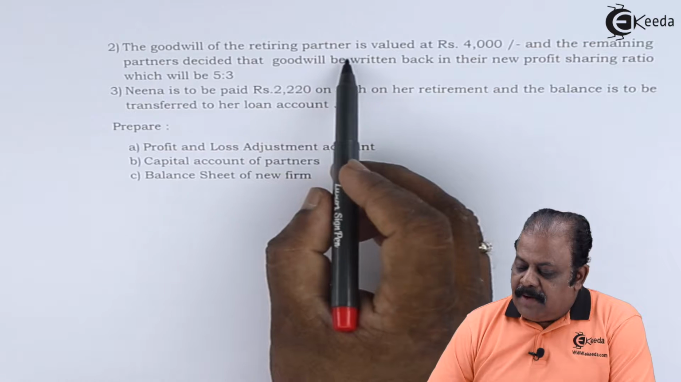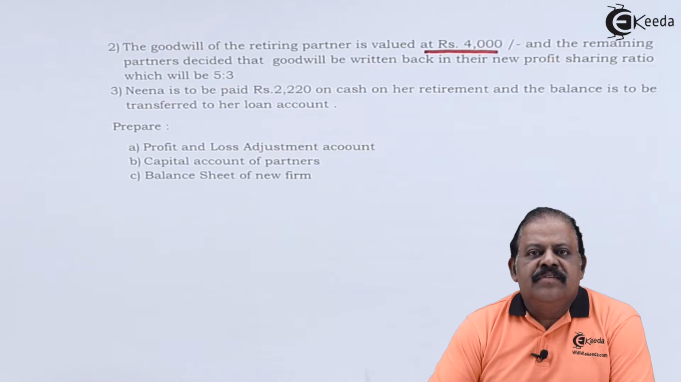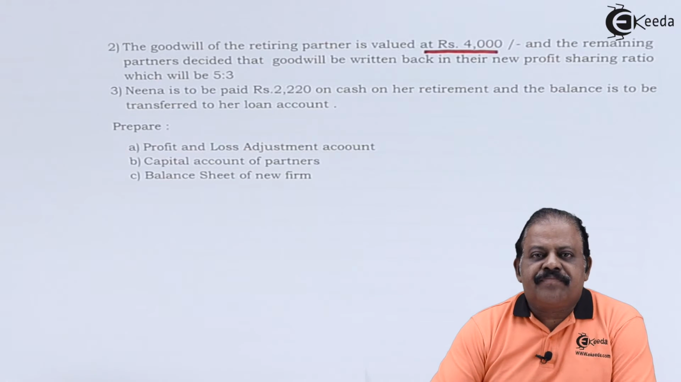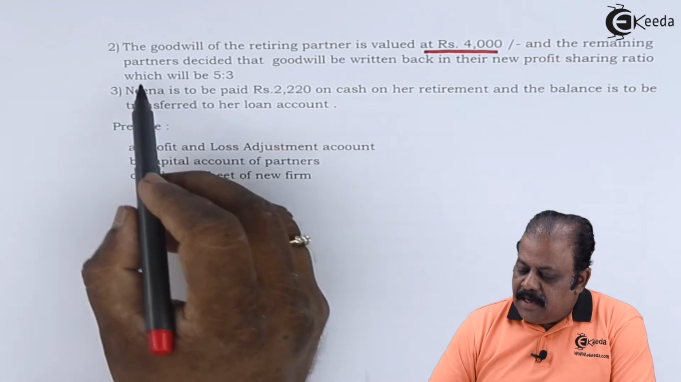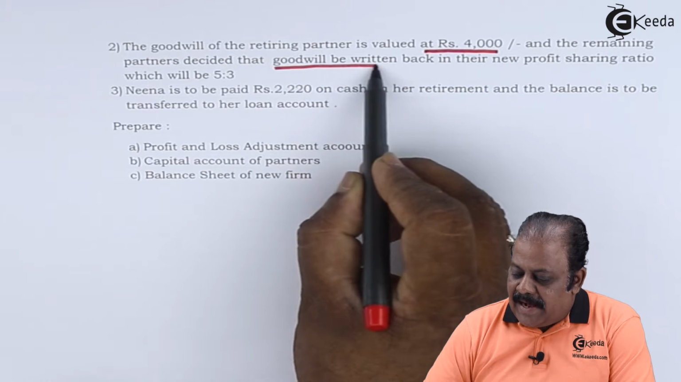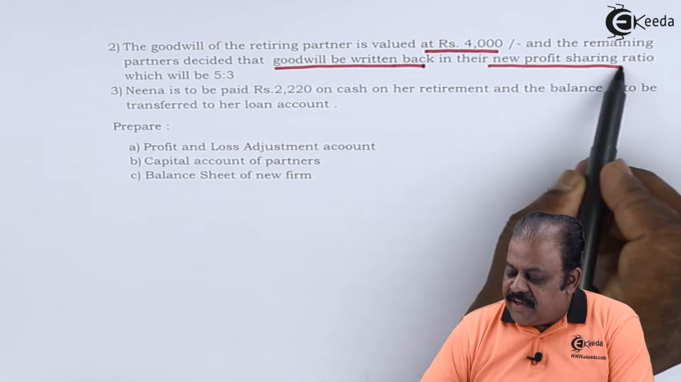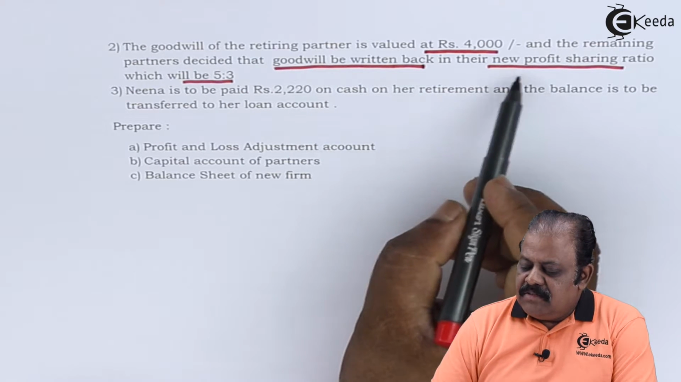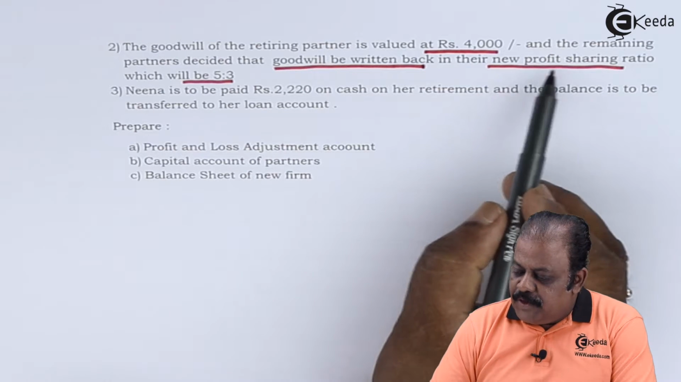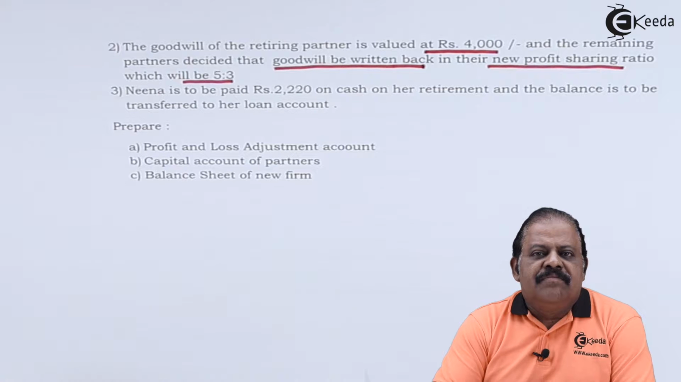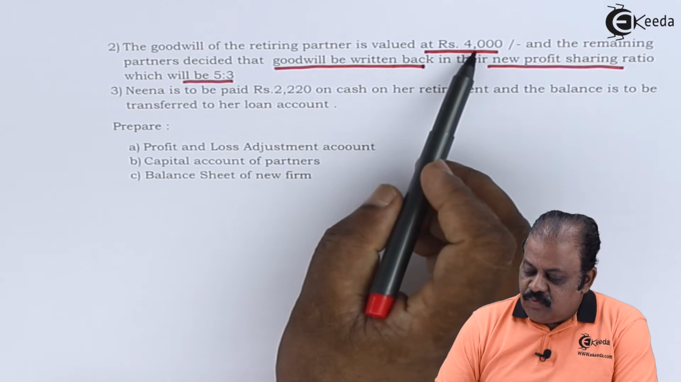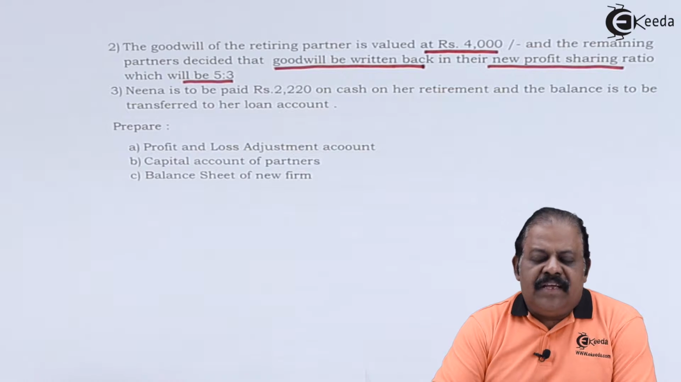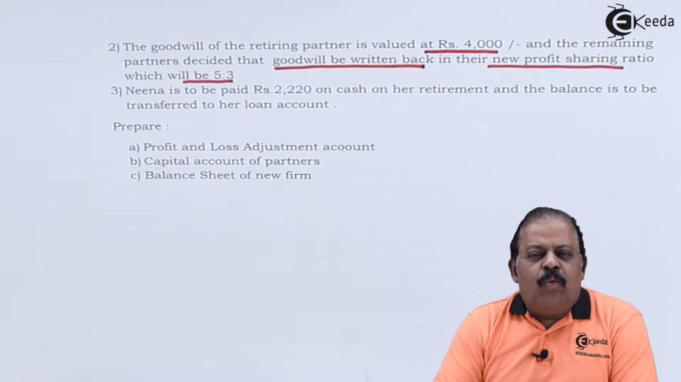The goodwill of retiring partner is valued at rupees 4,000. They have clearly given retiring partner's share of goodwill rupees 4,000. And the remaining partners decided that goodwill will be written back in their new profit sharing ratio, which will be 5:3. Therefore we are not required to think over here what will be the gain ratio. Goodwill will be raised 4,000 and then it will be written back in the ratio of 5:3. We'll be doing a working note for this.